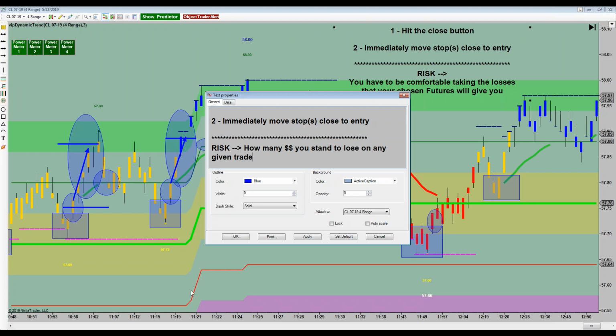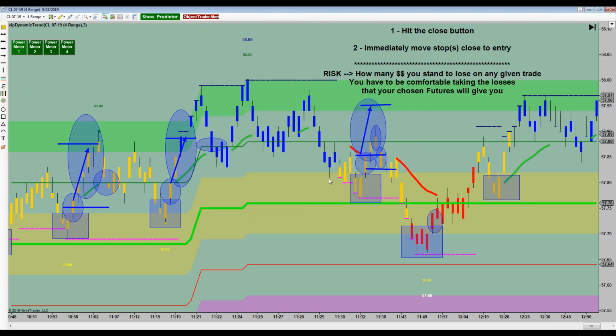This is your risk. You think that's something important you might want to know about whatever you're going to trade? Of course it is. Okay, good. Now, let's move on.